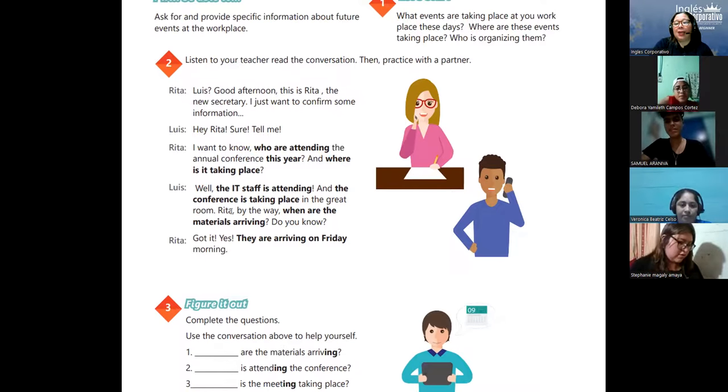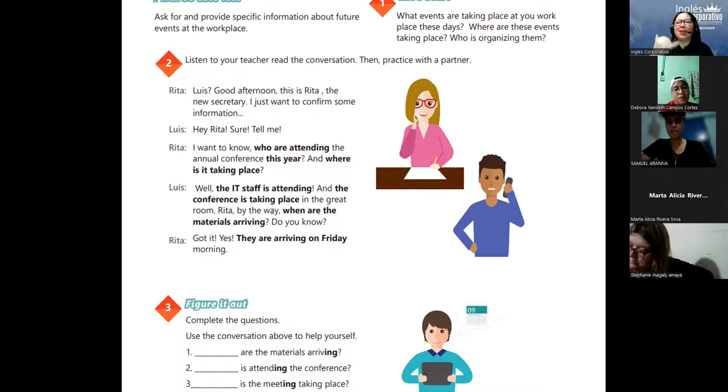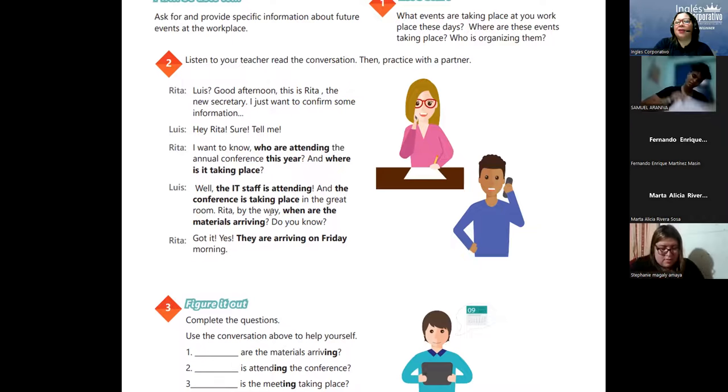Y esta frase que está aquí significa, por cierto, a propósito, ¿sí? By the way, okay? By the way, ya que me llamó, ¿vea? By the way. Regular speed, by the way. Exactly. Vamos a ver.